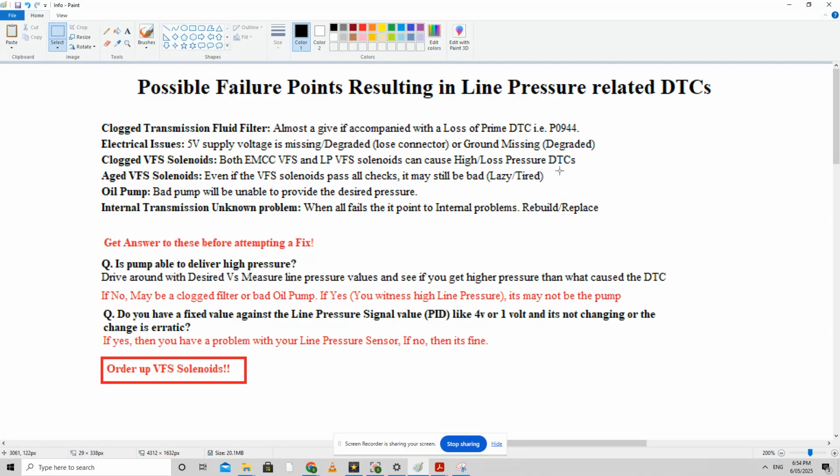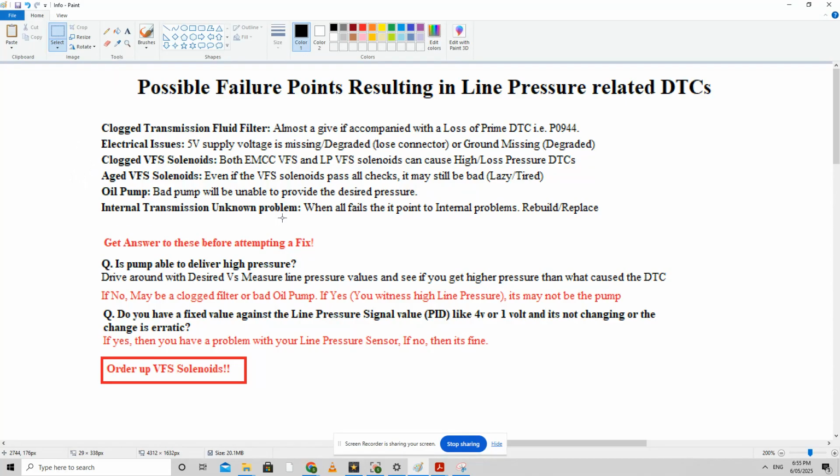And plus, it has a predetermined table of the duty cycles and the pressure that should correspond to them. But if that's not happening, then it will trigger DTCs. Even though the VFS solenoids are passing all tests, you'll still be banging your head wondering what's going on. So yes, I would recommend changing the VFS solenoids even if they pass all those tests. Oil pump: a bad oil pump will be unable to provide the desired line pressure. Makes sense. And this is very, very rare, I would say. We can actually do a few pre-tests to narrow down some of these causes before we start working on the ground.